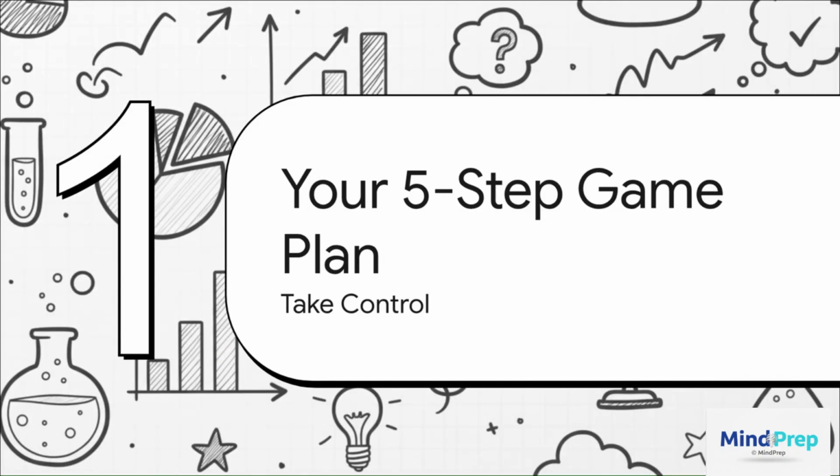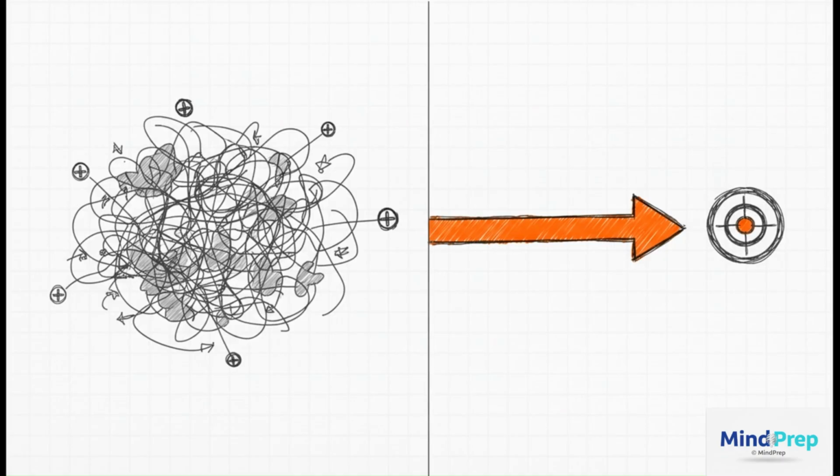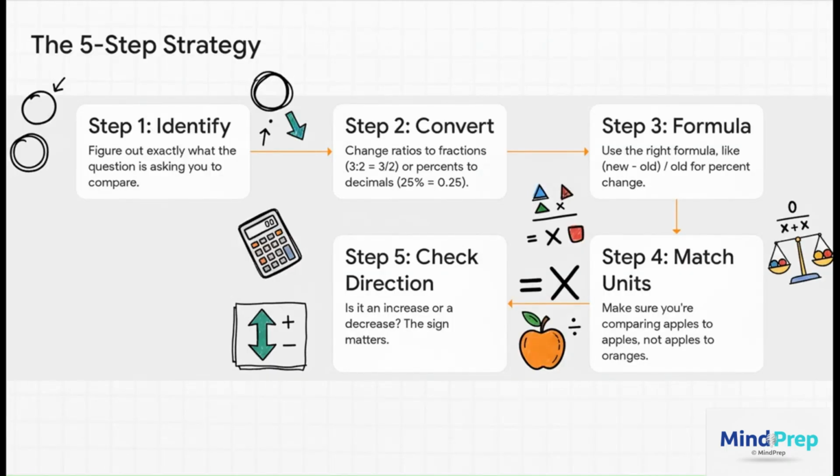Okay, so let's stop worrying about getting confused or overwhelmed. I'm about to give you a really simple 5-step game plan that is going to work every single time. This is how you take back control. Seriously, you don't need to memorize a bunch of different methods. Just master this one strategy, and I promise you'll be ready for pretty much any ratio or percentage question the ACT decides to throw at you. All right, let's break this down.